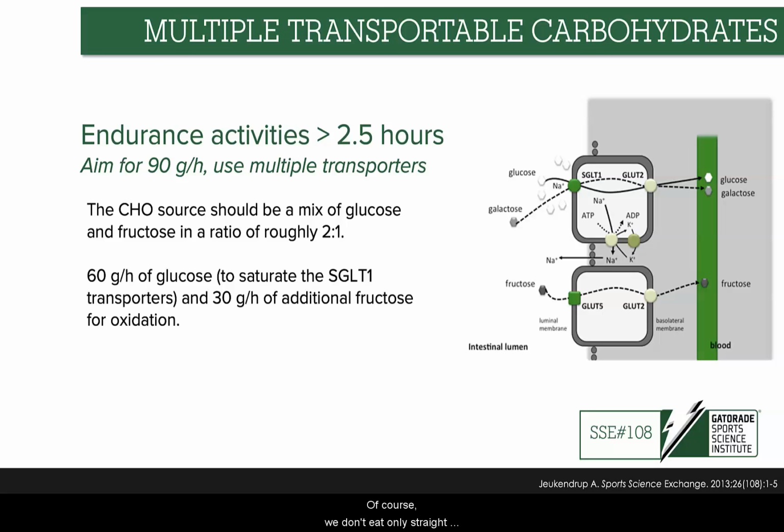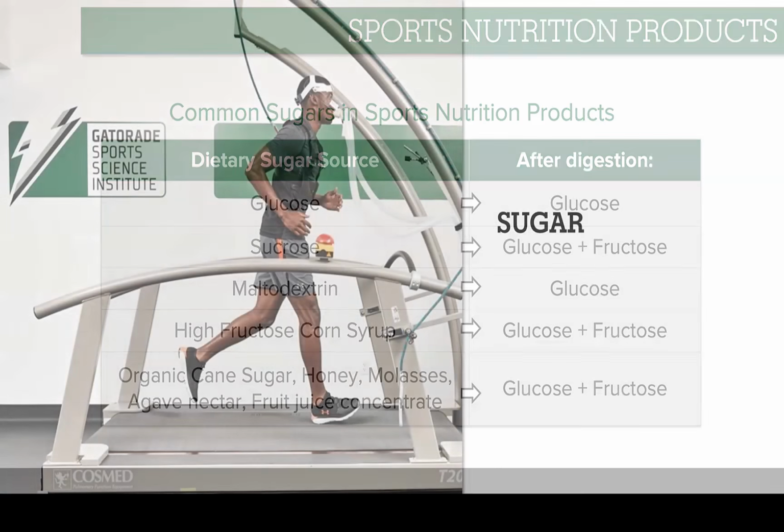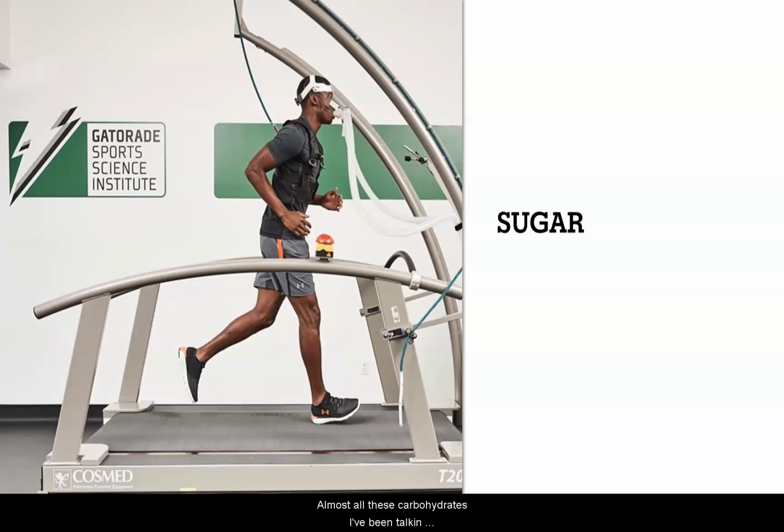Of course, we don't eat only straight glucose or fructose. Upon digestion, longer chain carbohydrates are broken into their monosaccharides for absorption. Common carbohydrate sources found in sport nutrition products include glucose, which is often labeled as dextrose, sucrose, maltodextrin, high fructose corn syrup, cane sugar, honey, molasses, agave nectar, and fruit juice concentrate. For all exercise, it can be beneficial to use carbohydrate sources that provide glucose and fructose. As your duration increases, it becomes more important to use products that include fructose to take advantage of the multiple transporters.